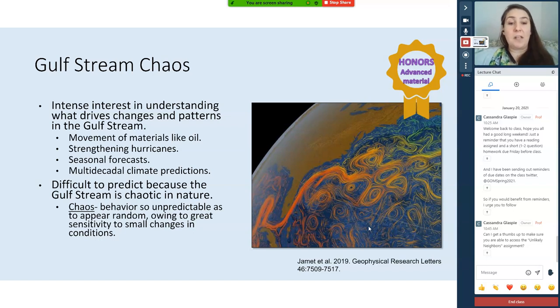But the Gulf Stream is really difficult to model because it's actually chaotic in nature, and chaos means behavior so unpredictable as to appear random. To have chaos, you have to have great sensitivity to small changes in conditions. This is like the butterfly effect, right? A flap of the butterfly's wings can change weather patterns in the future. And that makes something like the Gulf Stream very, very difficult to predict because inherent in the Gulf Stream's movement is chaos. It's also really cool.